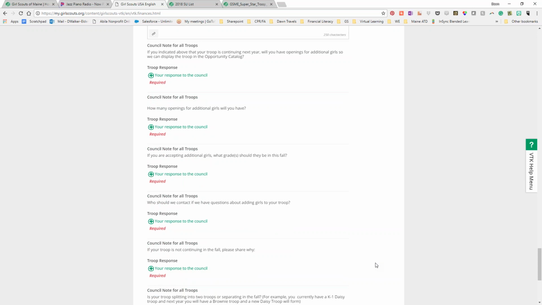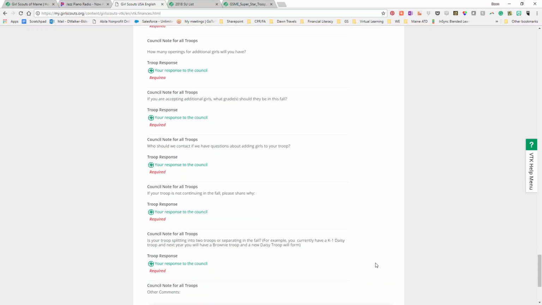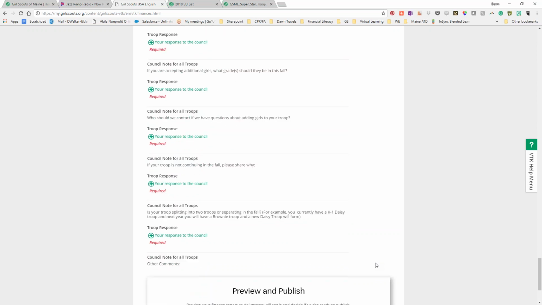Yeah, all this information is very helpful to us. And we do ask what your plans are for next year and what grades your girls will be in and things like that, so that we can update the opportunity catalog and make sure that we have the most accurate information for your troop. So all of the information is important, and a lot of different departments here at Girl Scouts of Maine will use this information too.